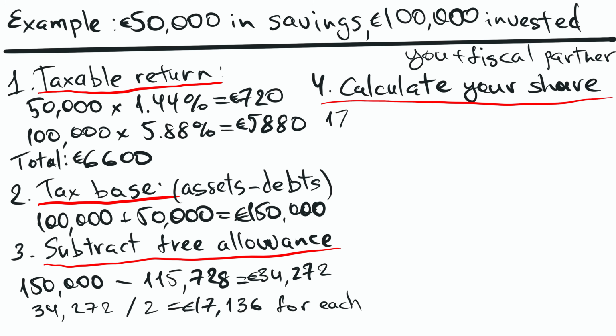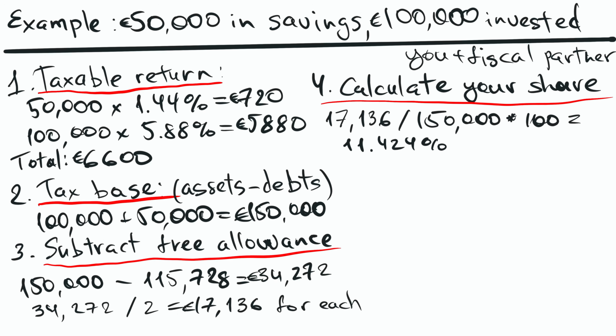Next step, the fourth step, is a little bit confusing and could be complicated, where you calculate your share in the tax capital base. So you have to calculate how much of your total assets this tax base is. You divide the number we calculated in the third step, 17,136, by 150,000, and you multiply it by 100 to get a percentage. At the end, for each person, you have 11.424% for each of you, and this percentage will be used in calculating how much income you got.